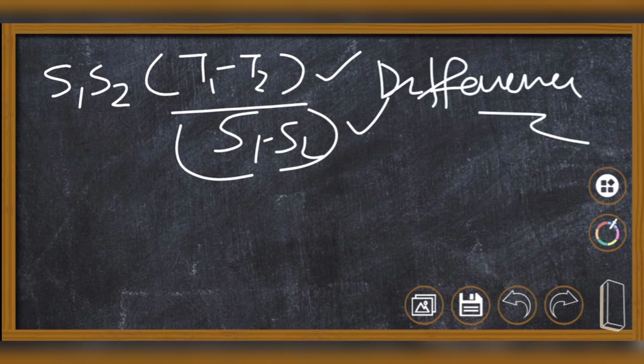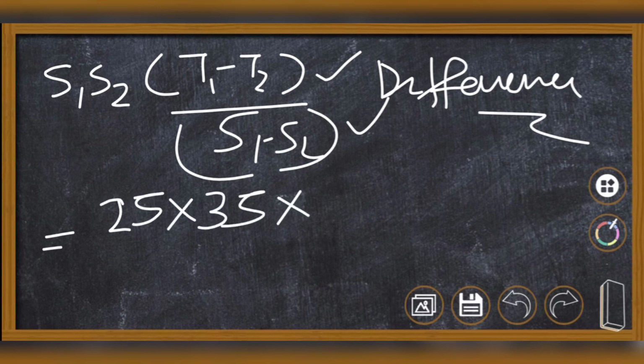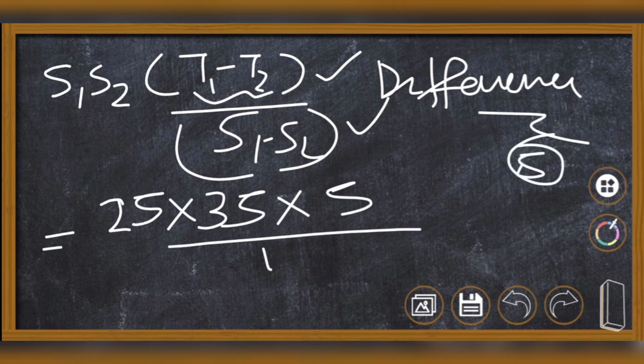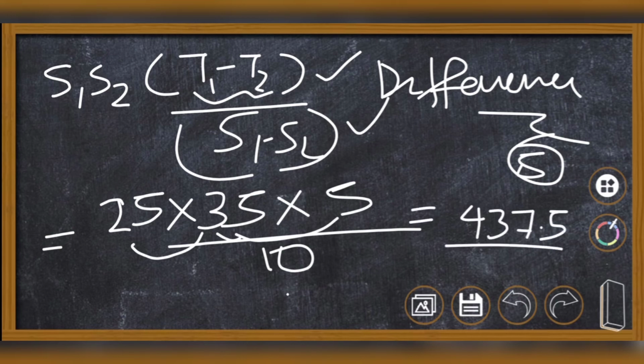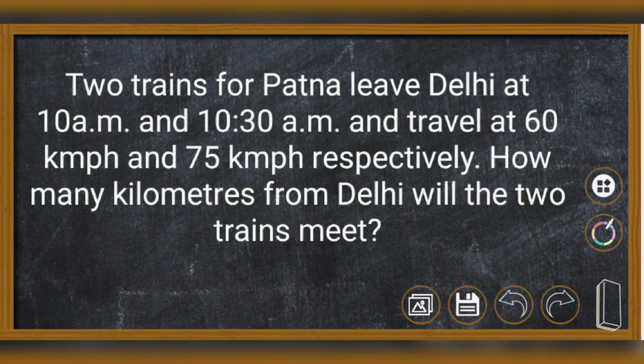Now, what was given in the question? S1 was 25 and S2 was 35, into T1 minus T2, which was 5 hours because of 9 am and 2 pm, divided by S1 minus S2, that is 10. So 25 into 35 into 5 divided by 10 will be 437.5. So that's the answer. So we will move on to the next question.